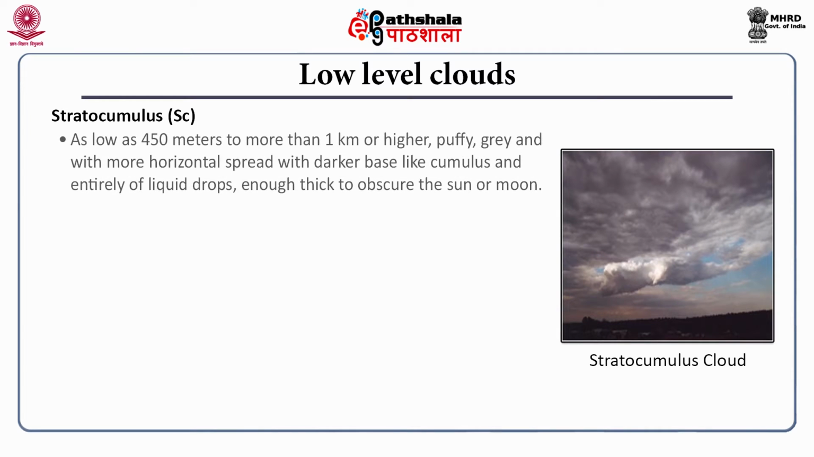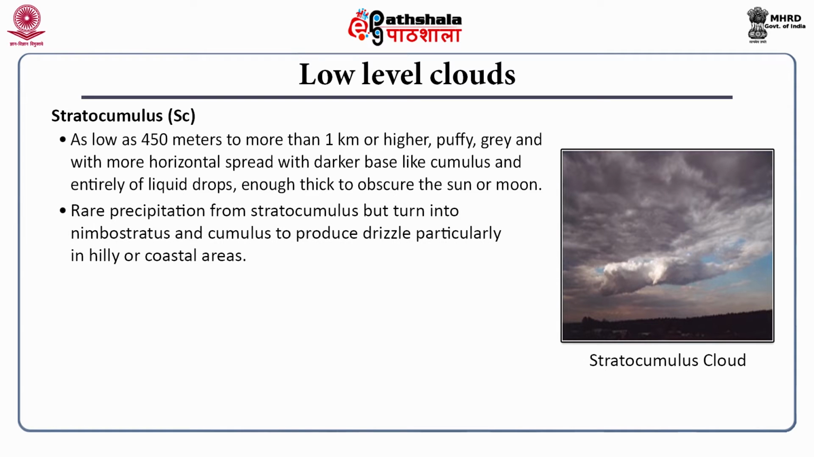Stratocumulus, as low as 450 meters to more than 1 kilometer or higher. It is puffy, grey and with more horizontal spread with a darker base like cumulus, and entirely of liquid drops thick enough to obscure the sun or moon. It has rare precipitation but can turn into nimbostratus and cumulus to produce drizzle, particularly in hilly or coastal areas.